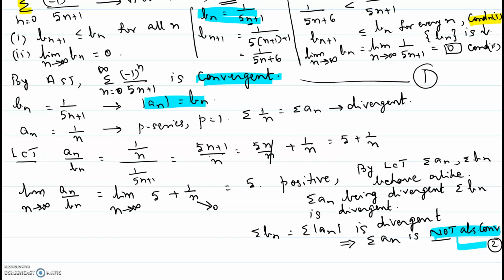So putting together, we can say sigma an, the given series, which is sigma negative 1 to the power n over 5n plus 1, n varying from 0 to infinity, is conditionally convergent.